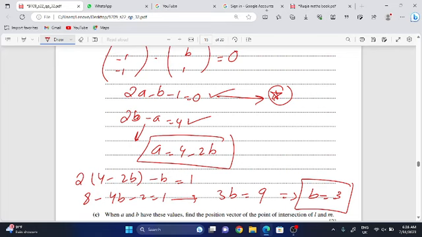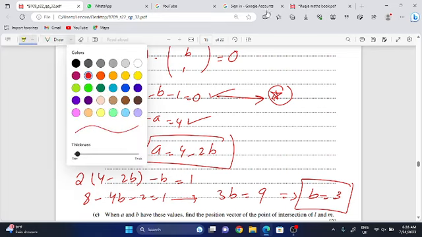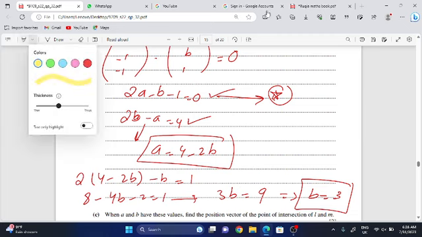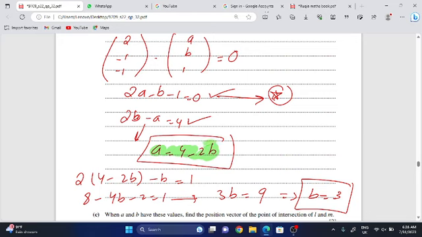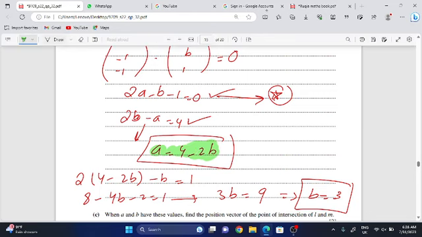Now put back the value of b in this equation that is highlighted with this green marker. At the place of b, put down its value. That gives me 4 minus 2 times 3, which is equal to a. 4 minus 6 would be minus 2, so a seems to be 2. So I calculated the two values of a and b, that is a equals 2 and b equals 3. That is the answer.